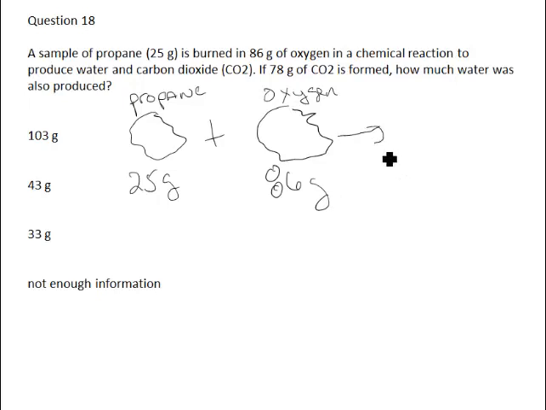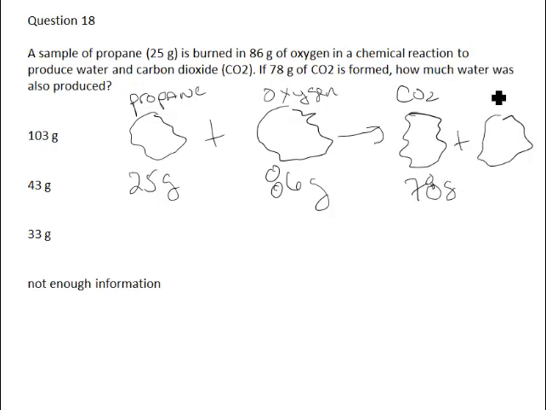And I jump over the arrows. That means burned. A reaction happens. And it tells me that CO2 is formed. So on this side, I got a pile of CO2, and it is 78 grams. And also, I get a pile of water, H2O. And the question is, how many grams is this pile?